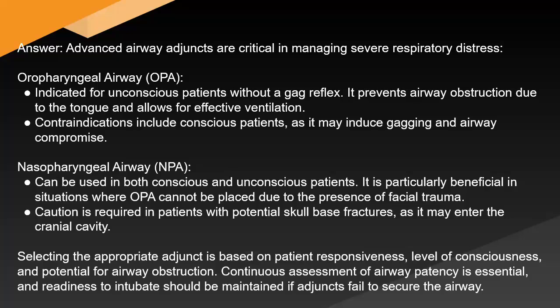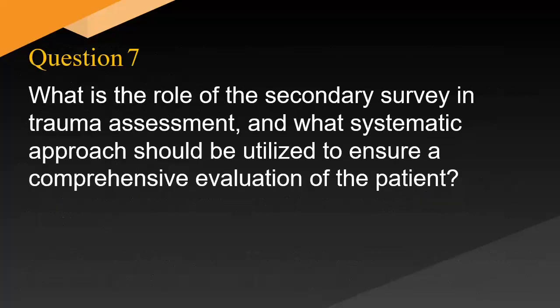Selecting the appropriate adjunct is based on patient responsiveness, level of consciousness, and potential for airway obstruction. Continuous assessment of airway patency is essential, and readiness to intubate should be maintained if adjuncts fail to secure the airway. What is the role of the secondary survey in trauma assessment, and what systematic approach should be utilized to ensure a comprehensive evaluation of the patient?